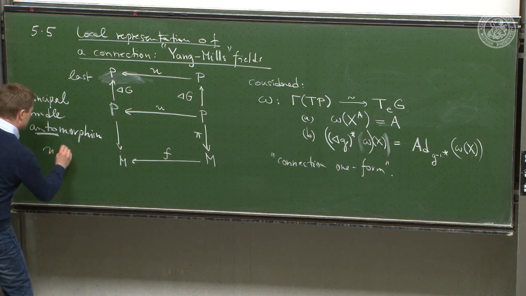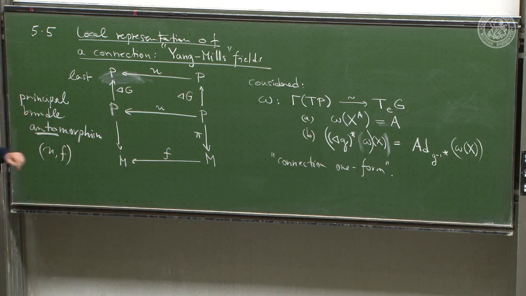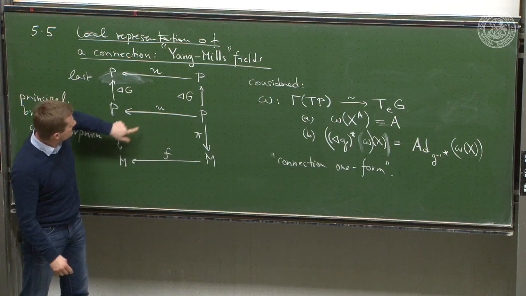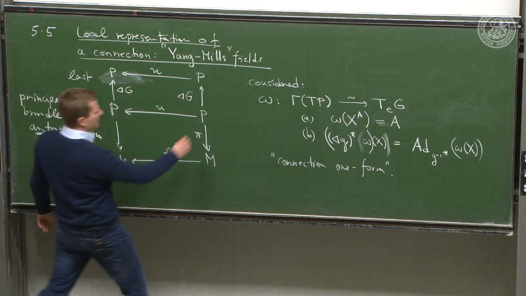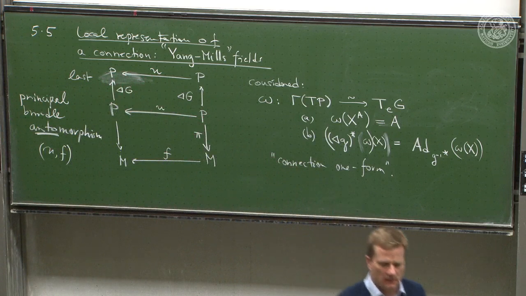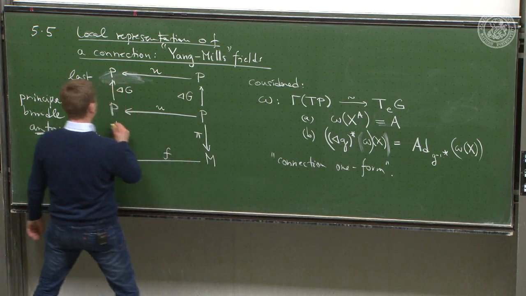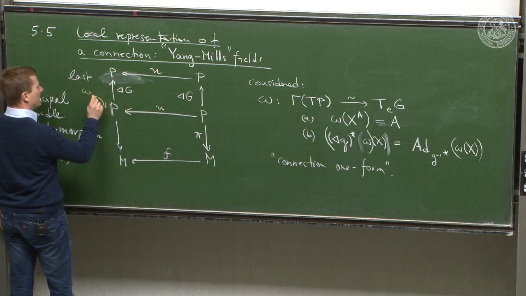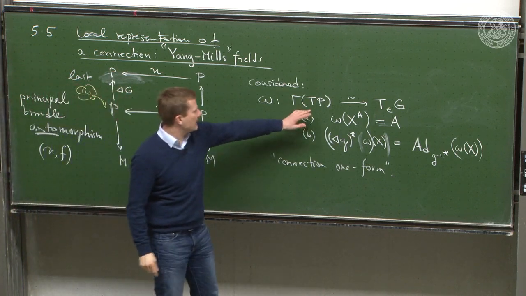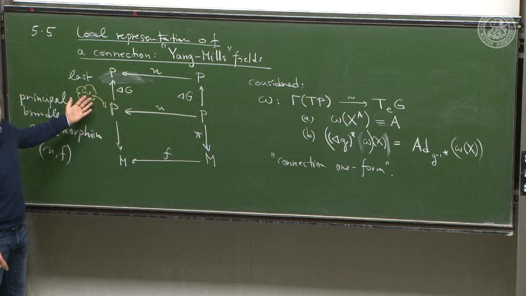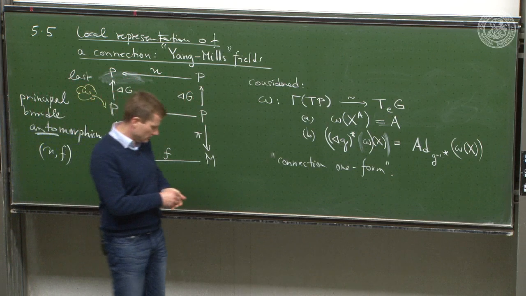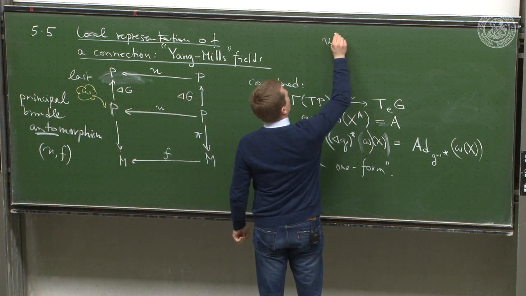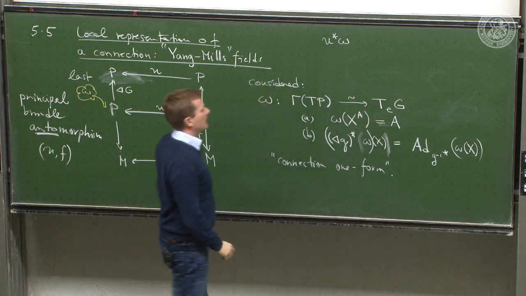If you have such a principal bundle automorphism, you know that there are these two compatibility conditions that the diagram commutes here and commutes here. We wrote this down several times. But now the question is, if on here lives a Lie algebra valued one form omega of this type, if it's a one form, we should be able to pull it back via this u. So we should be able to consider u pullback of this omega.